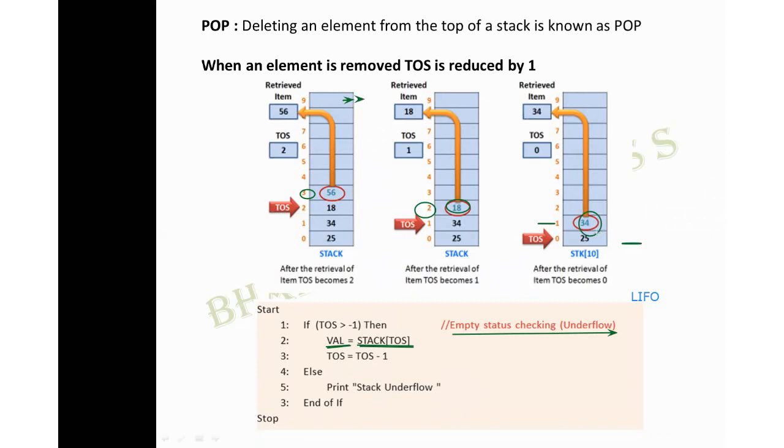Then in that situation, what will happen is 25 will be removed from that. Then after that, what will happen is you check whether TOS is greater than -1. After removing all the elements, TOS value is equal to -1 now. If you go on to check, you have to check whether -1 is greater than -1.